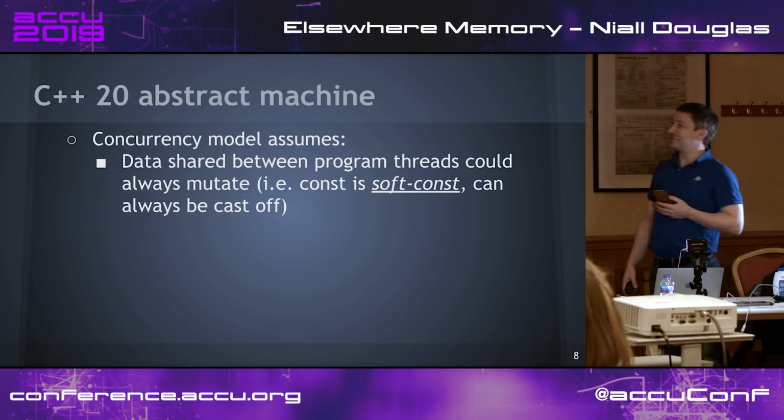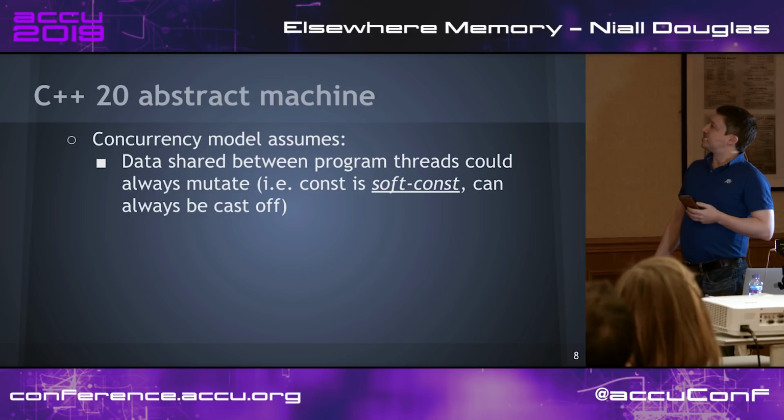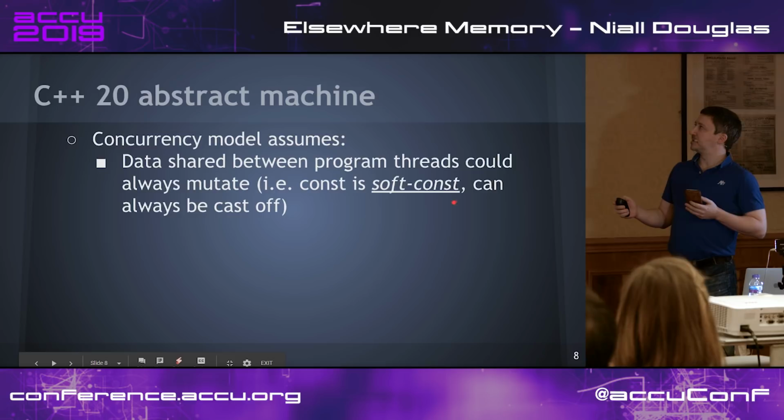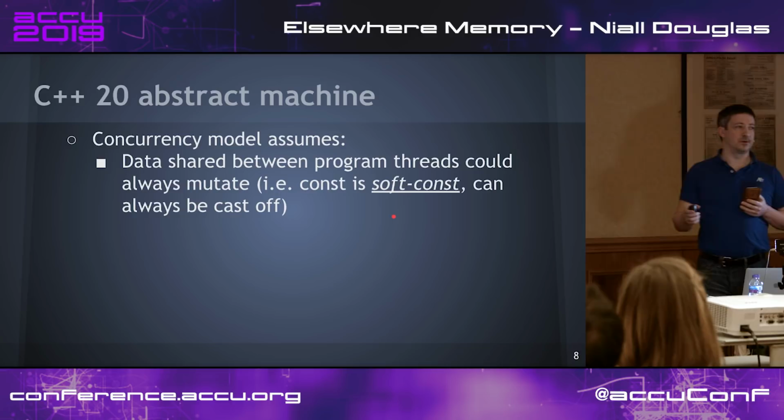Something interesting about the concurrency model I referred to earlier, and I kicked it off until now, is that data between the threads is assumed that it can mutate. So very specifically, there's no hard const in C or C++. You can always cast off your const. That has really large repercussions for thread safety and a number of other things. It introduces lots of issues.